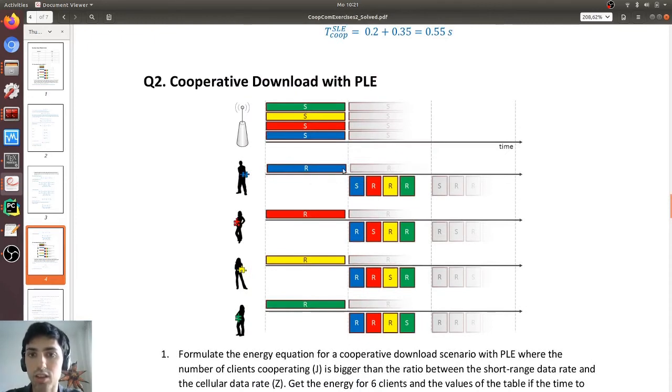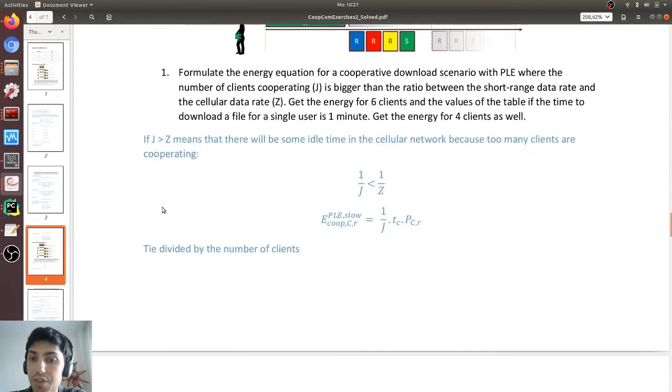Okay, so we need to calculate what's going to be the time from this point until more or less around here, the point to receive from the short range. If we subtract those two values, we will see what is the difference in time where the cellular antenna will be in idle. And this is what we do.